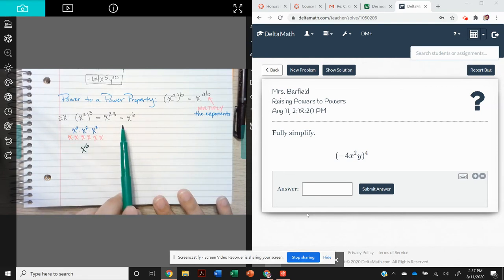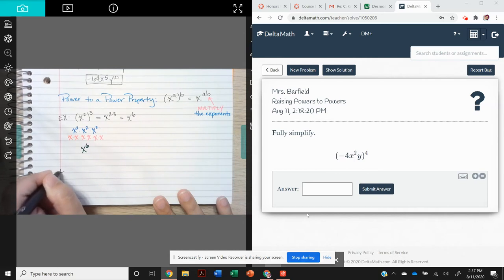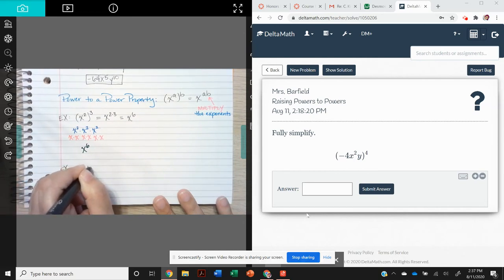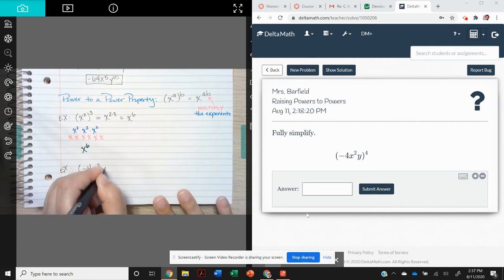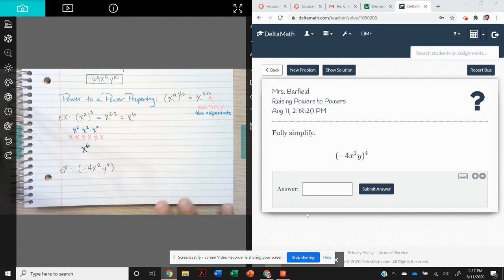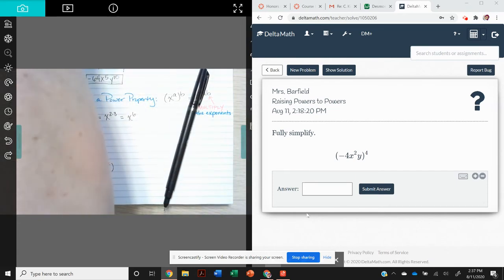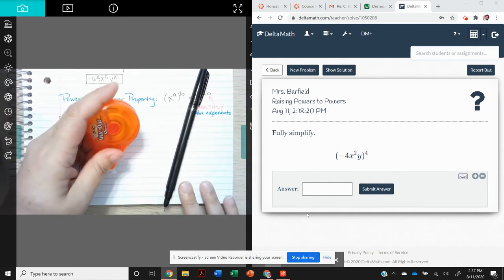Now, how this is going to get interesting is if I introduce a negative number, and that's where you're going to have to be very careful with your calculator. So let's look at the problem we've got here on the right hand side of our screen. I'm going to recopy that: parentheses, negative 4 x squared y to the 4th. Oh, and I actually wrote that wrong. Let me get my correction.